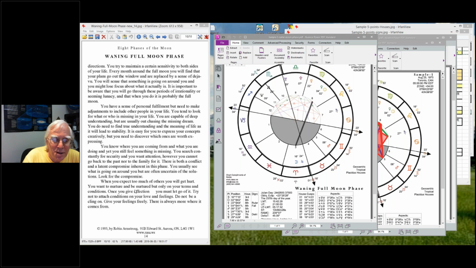Now, this is a contradiction to the pattern type. Once you give affection, you must let go of it. Try not to attach conditions to your love and feelings. Do not be a Klingon. Give your feelings freely. There's always more where it comes from.